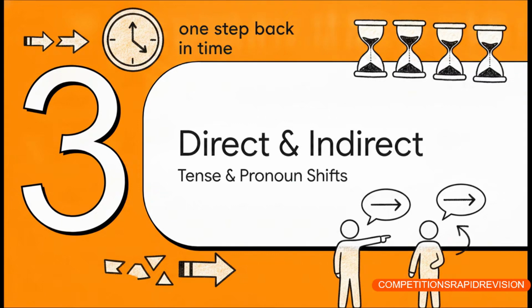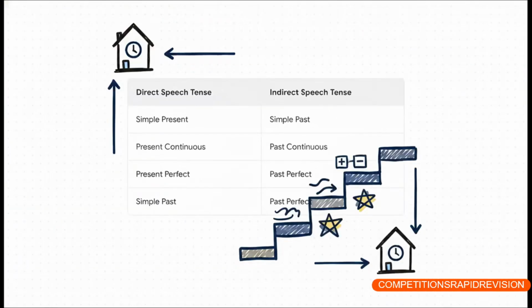All right, Section 3, Direct and Indirect Mechanics. Let's look at tense and pronoun shifts. So here in narration, the rules completely flip. We don't keep the tense stable anymore. When we drop the quotation marks from direct speech and our reporting verb is in the past, like saying he said, the tense of the speech takes one step backward in time. It's kind of like walking down a set of stairs.